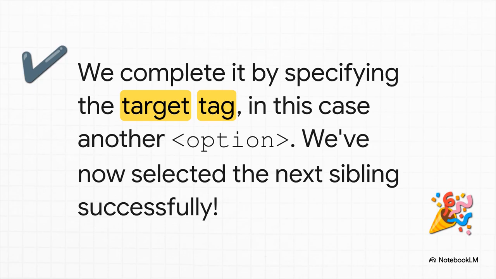And finally, we just specify what we're looking for. In this case, another option tag. And just like that, boom, we've targeted the next item in the list, Architect CTO. Perfectly, and we did it without ever needing to know its own messy, unpredictable attributes.